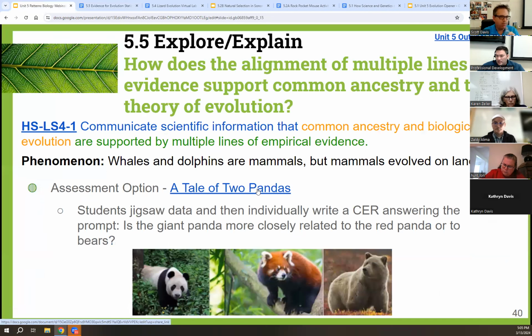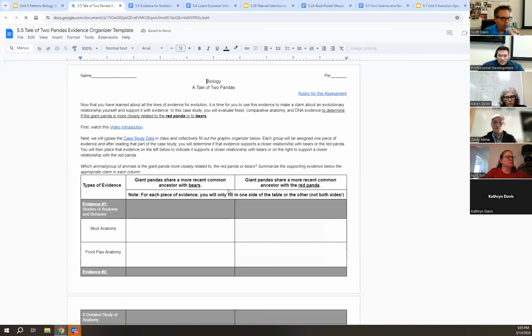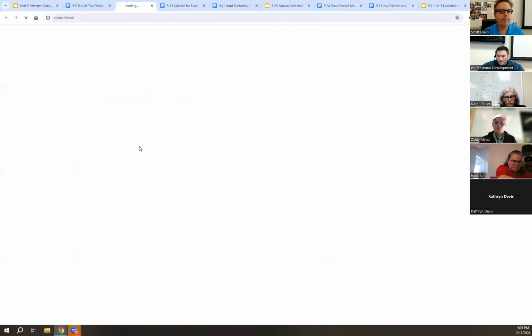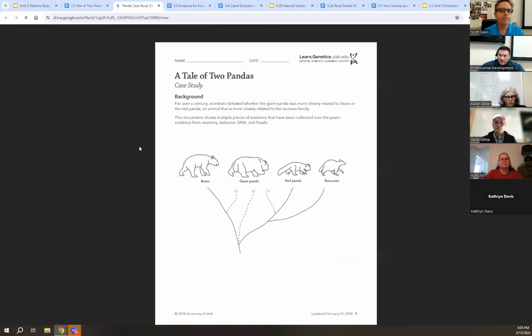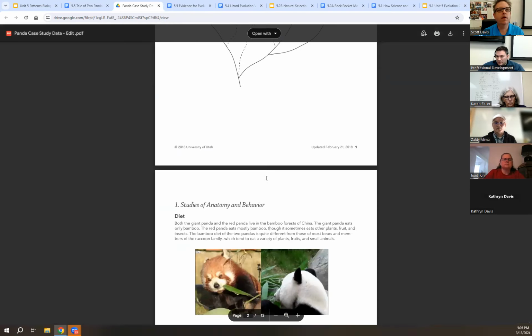This is the one that I think is the coolest. It's the tale of two pandas. The idea of this one, and again, I would split this one into groups. It is very detailed and very well done. It's a lot for one kid to do or one group to do. And so what they do is, again, video at the beginning, and then you jigsaw this case study data, and it's kind of split into pieces already. So everybody kind of reads this little piece up here at the top.